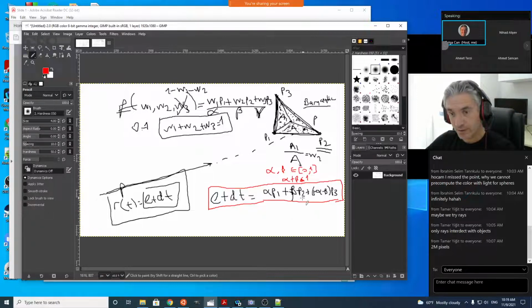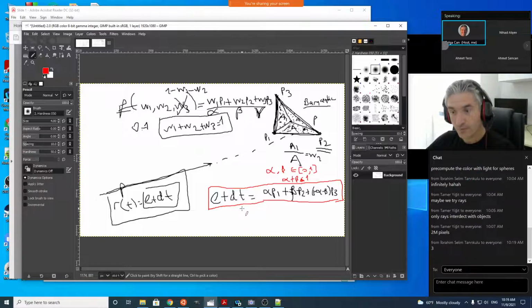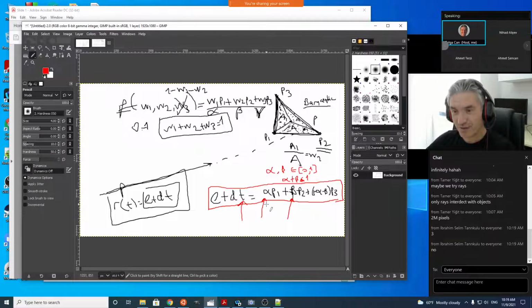Now, let's look at this equation. How many unknowns do I have in this equation? What are the unknowns? Alpha, beta, and T. So 3 unknowns, 1 equation. Can I solve this equation? 3 unknowns, 1 equation? Or am I saying something wrong? Is it really 1 equation?